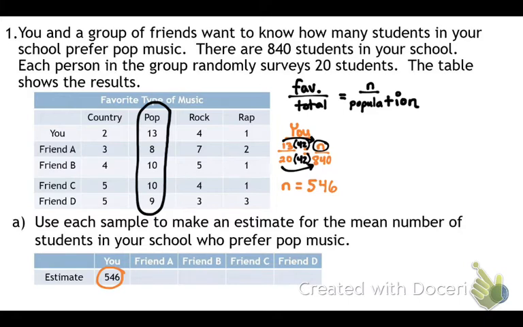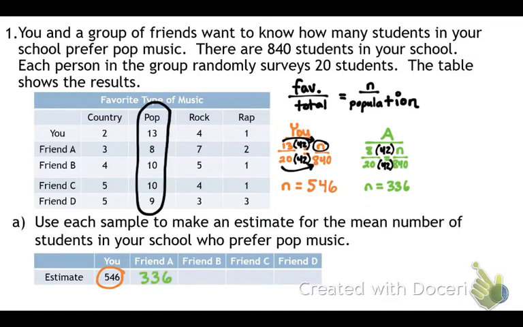Now let's go on to friend A. So to the right over here, just write in friend A. Amira, how many people did friend A figure out liked pop music? 8 out of how many? 20. Out of 20 equals n over the population. Remind me again, what's our population? 840. Now here's what's cool. The missing link is going to be the same, okay? To get from 20 to 840, what do we multiply by? 42. Multiply by 42 on both the top and the bottom. So 20 times 42 is 840. Amira, what is 8 times 42? 336. Okay, 336. Guess where I'm going to put that number? Under friend A in our box.